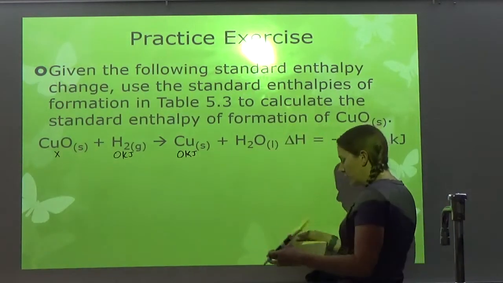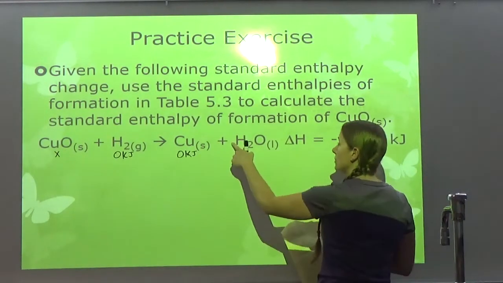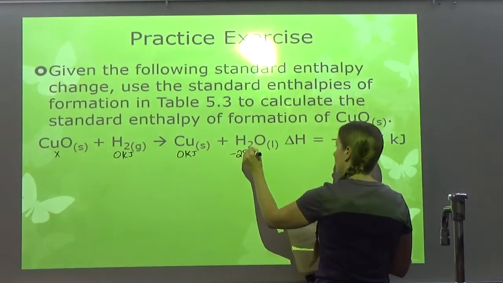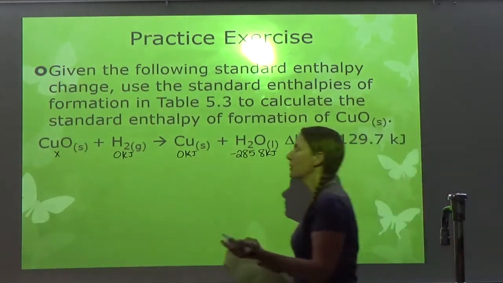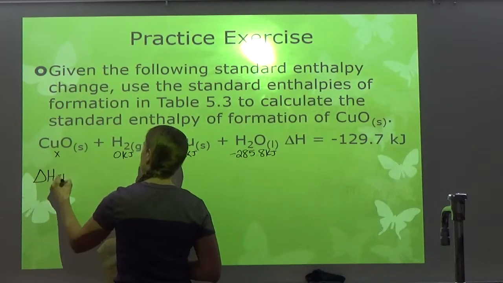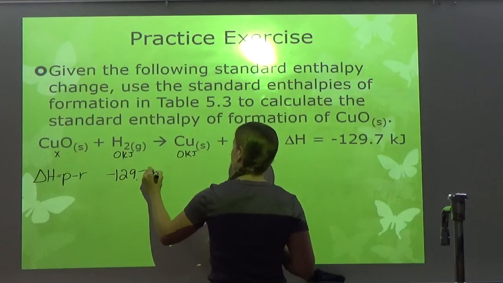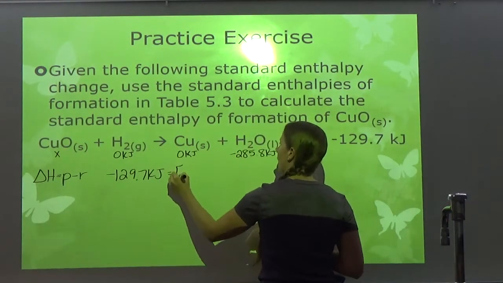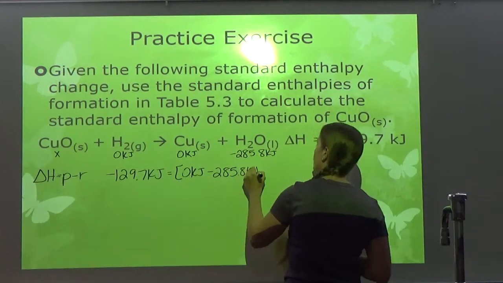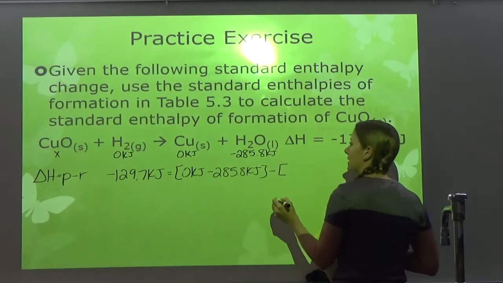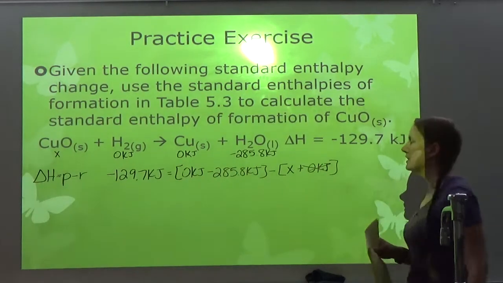Water as a liquid, let's see, where's my water? Negative 285.8 kilojoules, it is 1 mole, so it'll stay negative 285.8 kilojoules. And so now we're ready to solve. Remember, we know delta H is products minus reactants. But this time I know delta H. It's negative 129.7 kilojoules. And it's my products, which is 0 kilojoules, plus a negative 285.8 kilojoules, minus my reactants, which is X plus 0 kilojoules. And so again, you can just get rid of the 0 kilojoules if you want to.